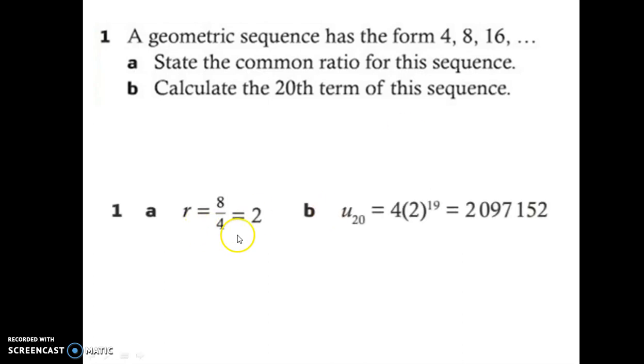So here's the answers. Hopefully you got that. Don't forget to get the ratio. You can always do one term divided by the previous term. So 8 divided by 4 gives you 2. That's our common ratio. So our multiplier is 2, and that makes sense. Multiply by 2 every time. And it says find the 20th one. So you use the formula and you get the 20th term.